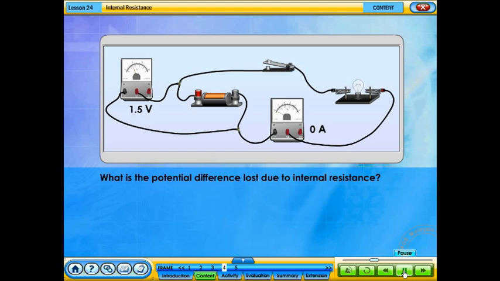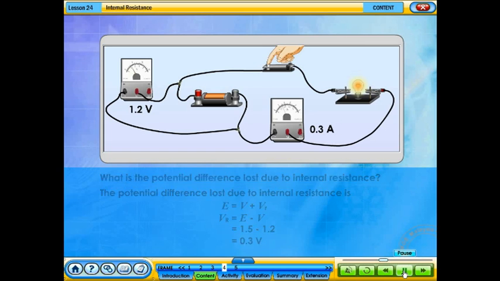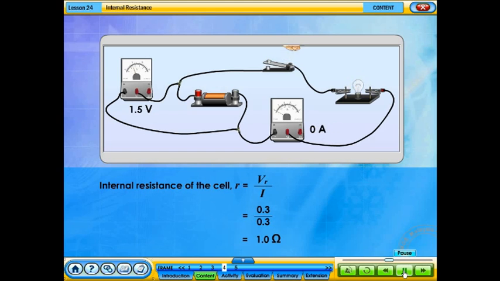What is the potential difference lost due to internal resistance? The potential difference lost due to internal resistance is 0.3 volts. What is the internal resistance of the cell? The internal resistance of the cell R is equal to the potential difference lost due to the internal resistance divided by the current. Thus, internal resistance equals 1 ohm.